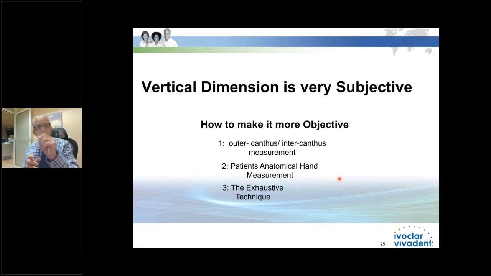Then we're going to take the exhaustive technique. Now, with the exhaustive technique, I have to work with the patient just a little bit. I have to tell them that I'm going to have them take a deep breath, and then I want them to exhale, and while they're exhaling, go M, M, M, M. And you're going to let them just keep saying M until they can't hardly breathe anymore. You start seeing them turn purple.